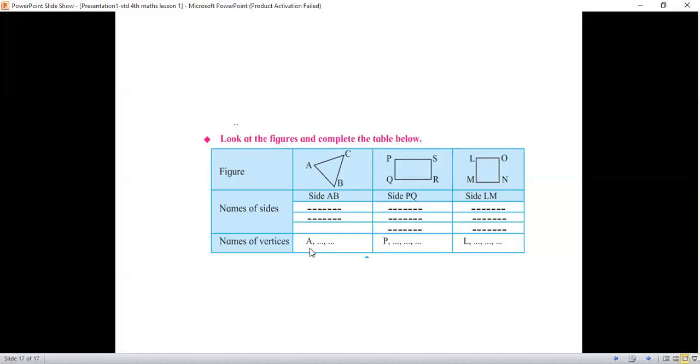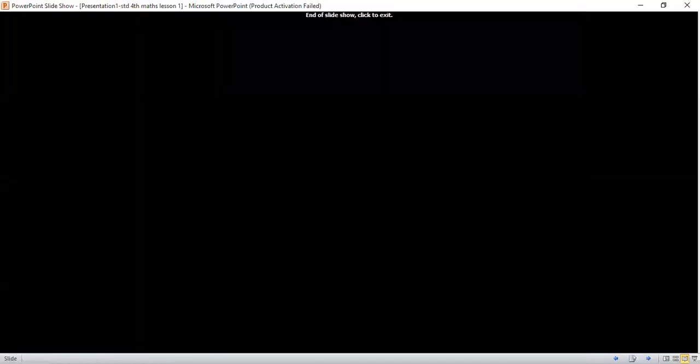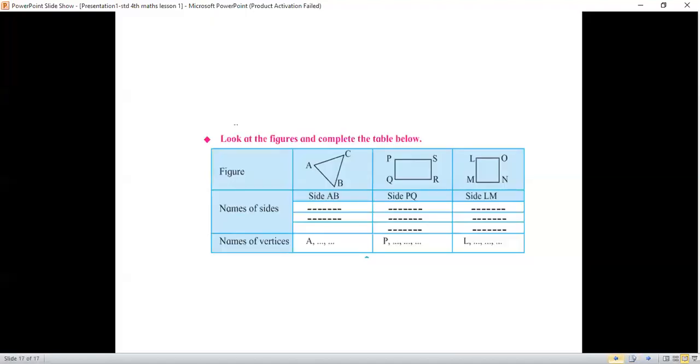Now the names of the vertices. A, C and B are the vertices. Now P, Q, R, S are the vertices. Then L, M, N, O are the vertices. So in this way children can complete this figure, complete the table below, and this can be taken as homework or written down in their notebooks.